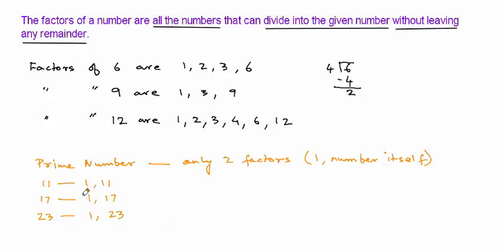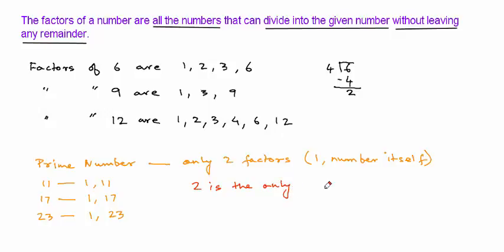For example, 23. The factors of 23 are 1 and 23 only. 1 is a factor of every number, and the number itself is always a factor of itself because a number can always divide into itself without leaving a remainder. Let me also remind you that even numbers are generally not prime because they always have 2 as one of their factors. In fact, 2 is the only even prime number.